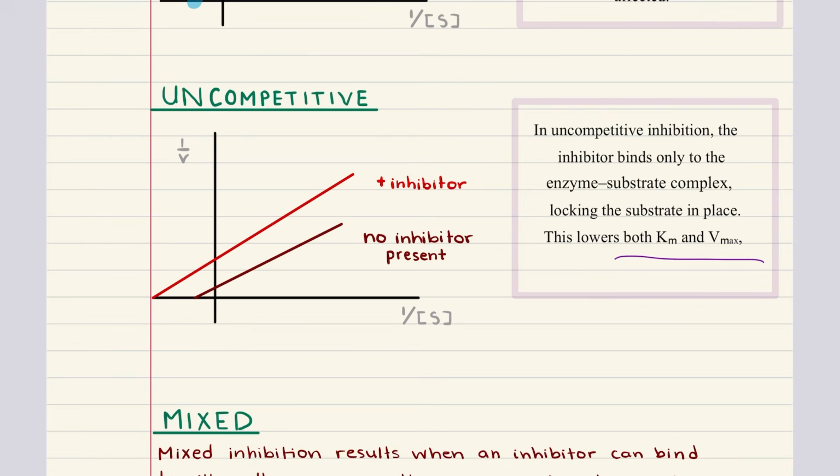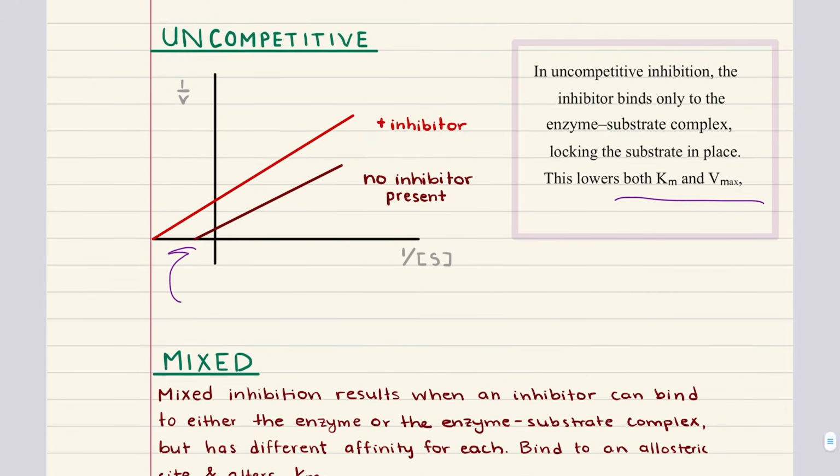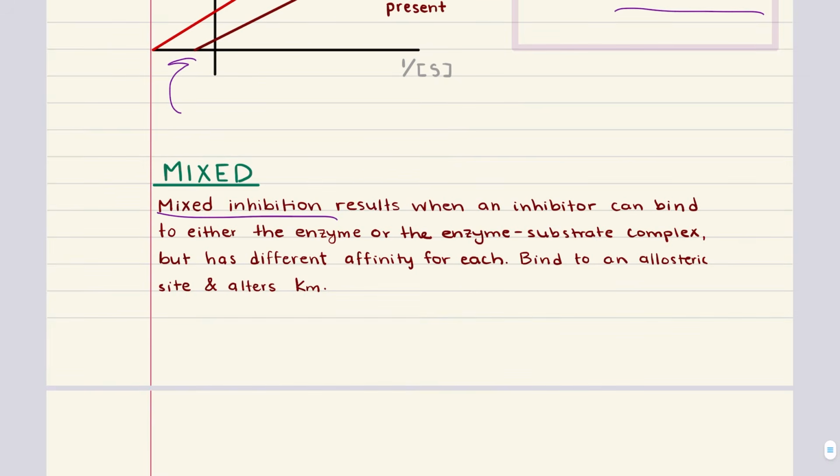The Km decreases because the enzyme appears to have a higher affinity for the substrate. Vmax decreases because the inhibitor prevents the enzyme from completing the reaction. So on the Lineweaver-Burk plot, the lines appear parallel because both Km and Vmax decrease proportionally. The last type is mixed inhibition.